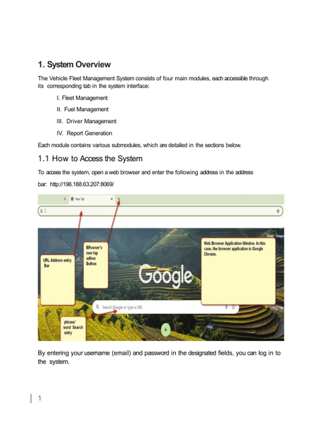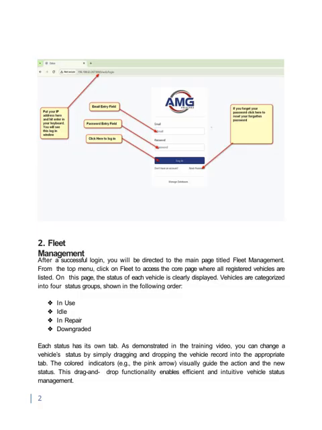Now, moving on to how you actually access the system, it's straightforward. You just need to open a web browser and type in the designated address, which is http://196.188.63.207.8069/. Once there, you'll log in by entering your username, which is your email, along with your password in the provided fields. This setup makes it easy to get started and ensures secure access to all the tools you need for effective fleet management.